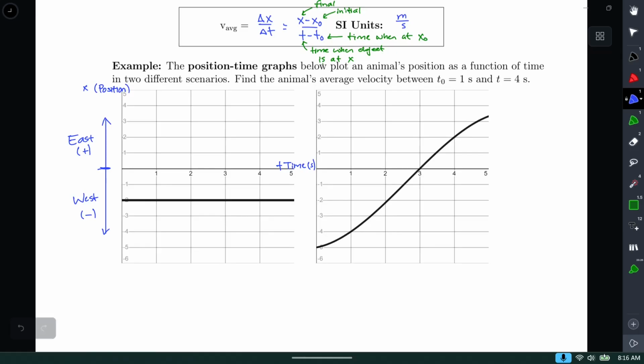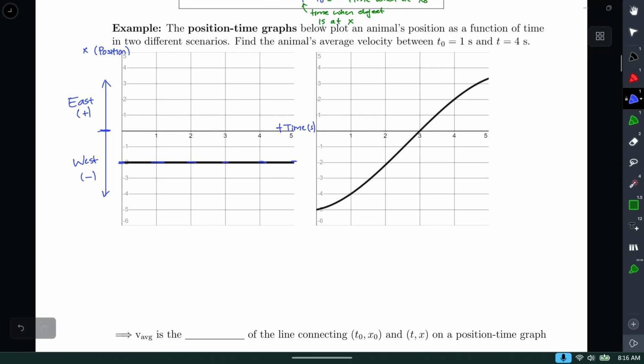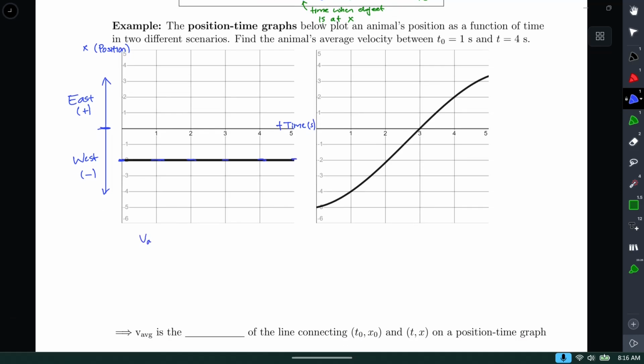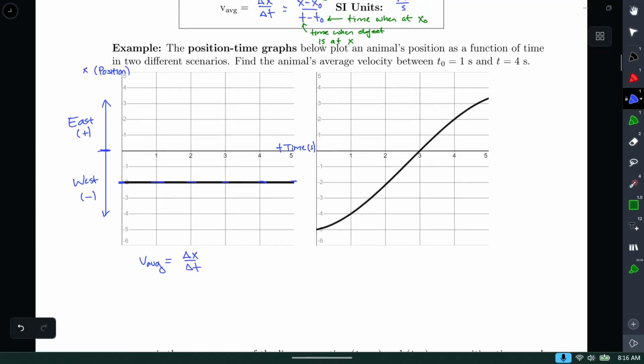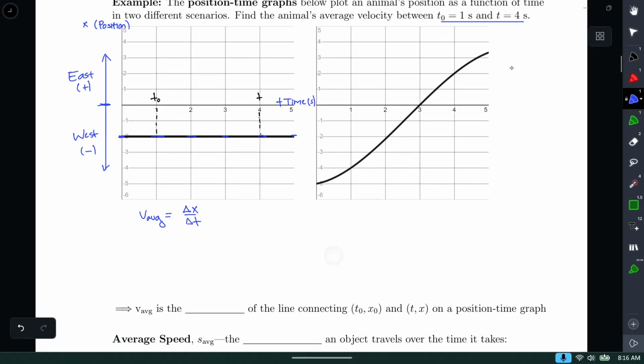Standing still? Yeah, because its position is always -2, so 2 meters west of whatever the reference point is. Throughout all of time, you will still find it to be at -2 meters. And the average velocity will tell us the same thing, that on average it is not going anywhere. In particular, it says to find it between 1 and 4 seconds. So where is it at 1 second? That's my t0. And then where is it at 4 seconds? That's my time t. But at both times, it is at -2 meters.